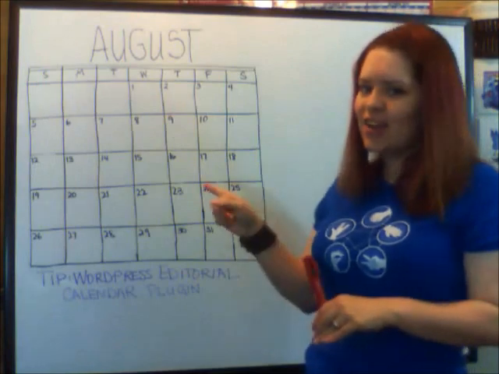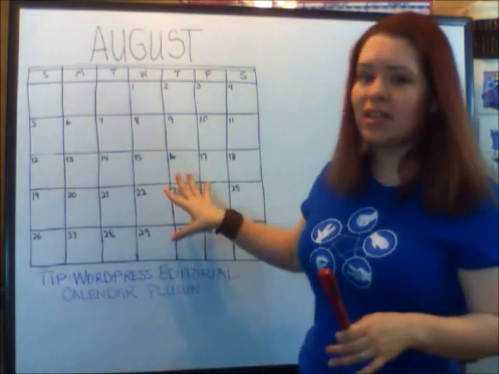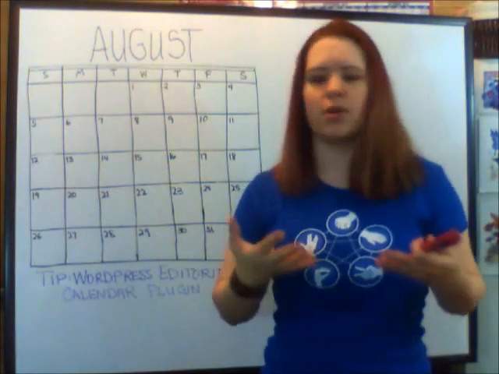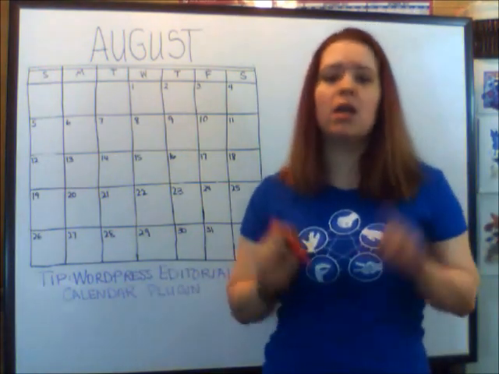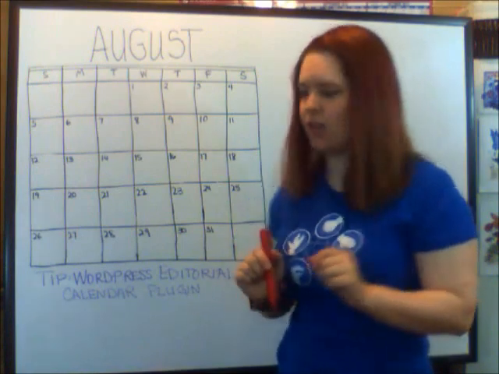Step 1, get your calendar in front of you. You can use a whiteboard like I am, you can just scribble it on a piece of paper, use a printed calendar, do it on your computer, use WordPress editorial calendar plugin, whatever works for you, but get a calendar.